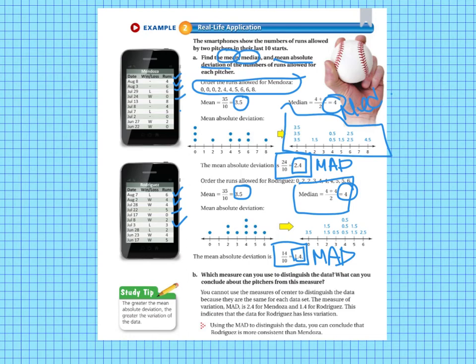Now when you look at part B, it asks you which measure can you use to distinguish the data, which means you need to find a difference between their two sets of data. It says, what can you conclude about the pitchers from this measure? We can't use the measures of center. Remember, our measures of center are median and mean. We can't use those to distinguish the data because they're the same. If they're the same, you can't tell what the difference in the pitchers is. The measure of variation, MAD, is 2.4 for Mendoza and 1.4 for Rodriguez. This indicates that the data for Rodriguez has less variation. So using the MAD to distinguish the data, you can conclude that Rodriguez is more consistent than Mendoza.